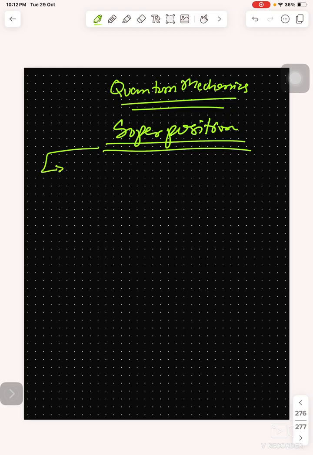our main focus will be the definition. Let's not go for the topics. We'll just go and discover whatever we have. But first of all, what is superposition?